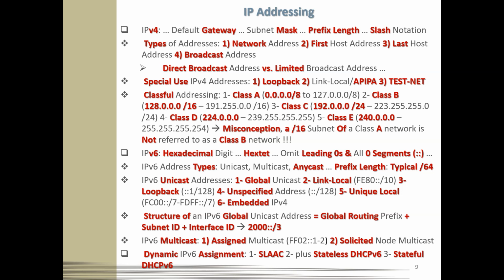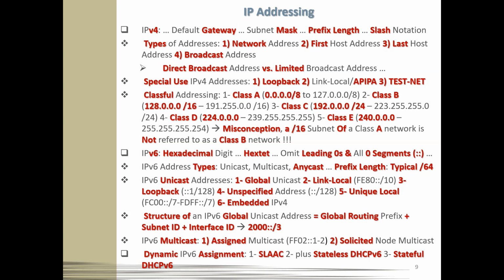The range for APIPA or Automatic Private IP Addressing or linked local addresses for IPv4 is 169.254.0.0/16. So all addresses within this subnet can be used for linked local addresses by Windows client to self-configure if no DHCP server is available. So very famous one, you see 169.254.0.1 for instance.